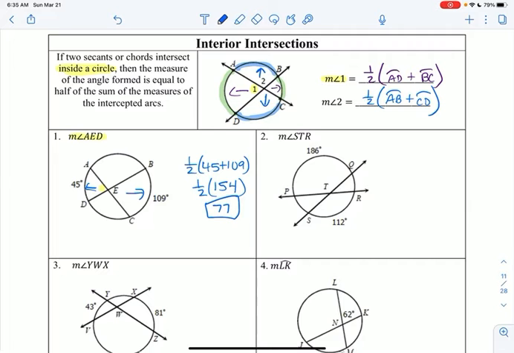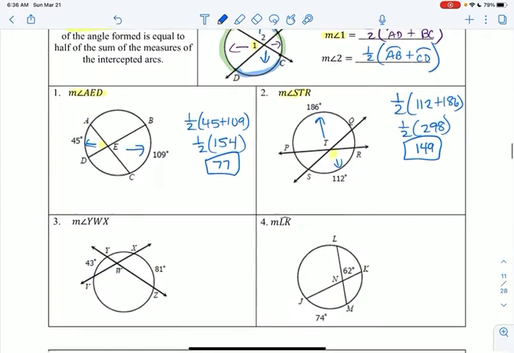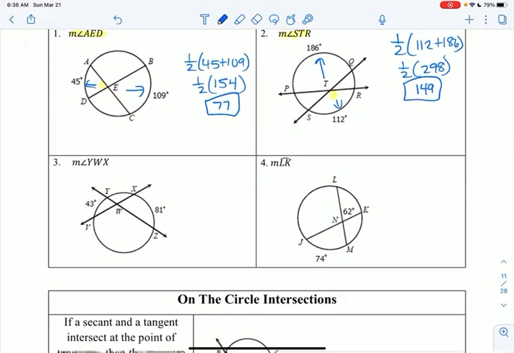Let's try and find another one. So I want to find STR. So STR is right here. So it's going to be the arcs that are above and below. So I'm going to do 1/2 of 112 plus 186. So that's 1/2 of 298. And you're just using a calculator for all this math. It's 149, as long as you understand the rule. So any angle inside a circle is equal to 1/2 the intercepted arcs that are on either side of that angle.